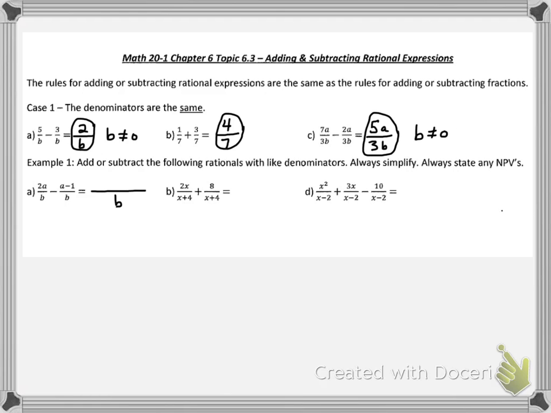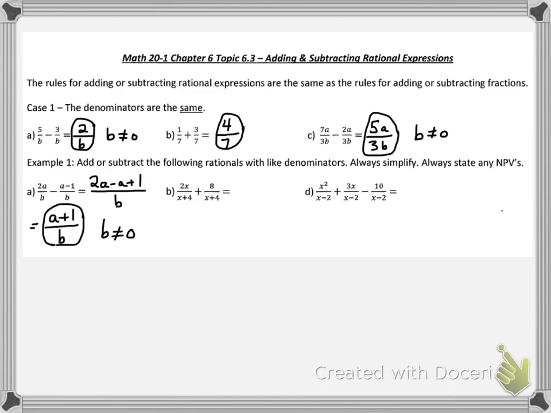Now the next one is a little tricky. 2a minus (a minus 1) means you're going to have 2a minus an a, but then you're also going to have a minus 1, which becomes plus 1. And then our final answer would be 2a minus a is 1a plus 1 over b, and b cannot equal 0.